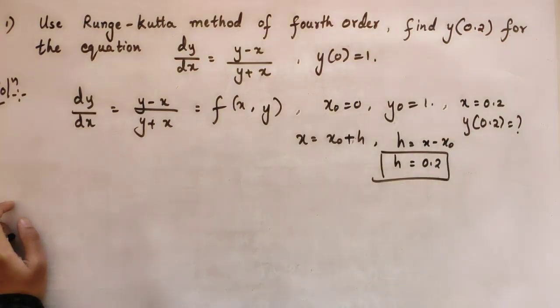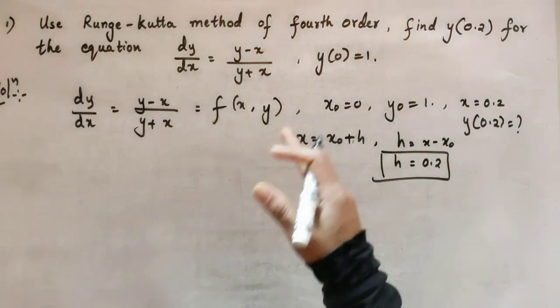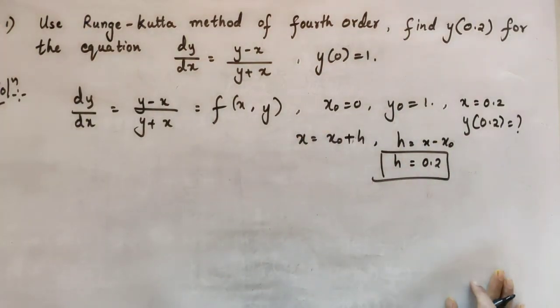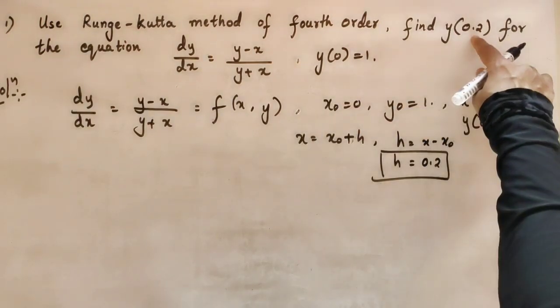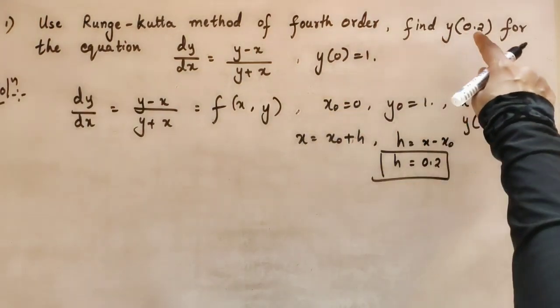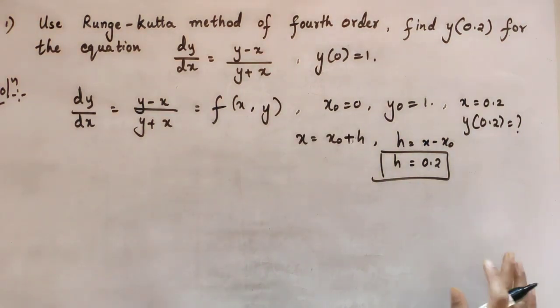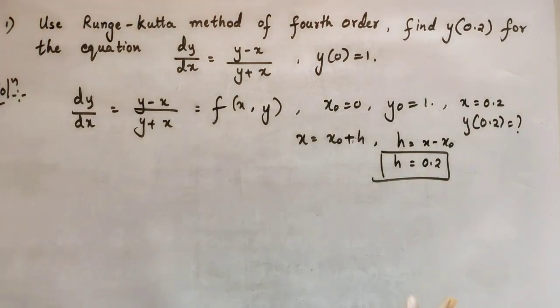Most of the time, sometimes they will give h directly, like taking h equal to 0.2. If it is not given, it should be understood that you just take the difference between the initial value of x and the value of x at which you are working for y. That difference will be your h. So just work for your h and keep it aside.